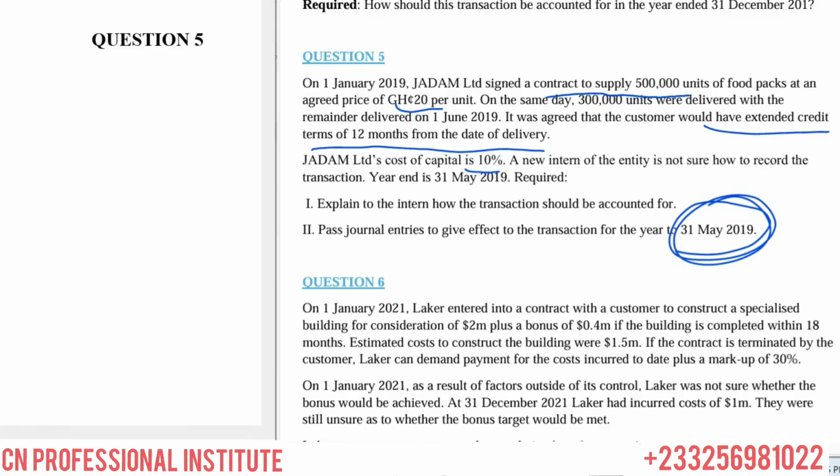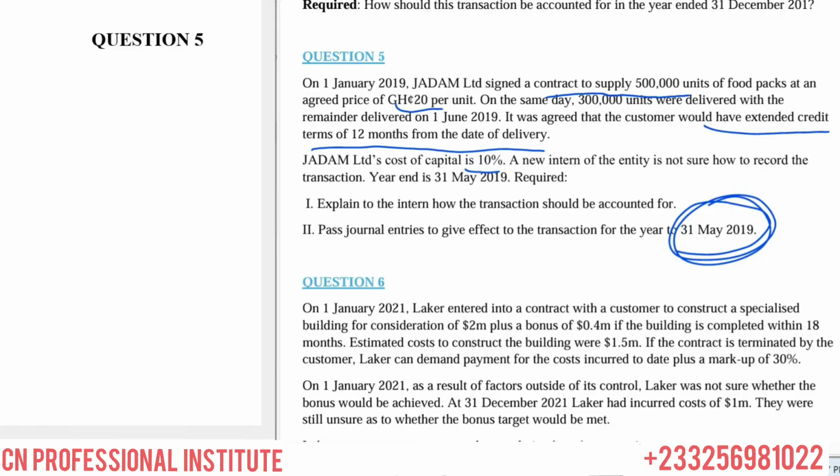So for the year ended 31st May 2019, we are going to record revenue for only the 300,000, not the whole 500,000. The 300,000 was delivered within the accounting year, at the same time, so we say the performance obligation was satisfied. But the 200,000 was delivered on 1st June 2019, outside the year end, so we record revenue for the 200,000 in the following accounting year, in June 2019, which will be the following reporting period. That's the technicality here.